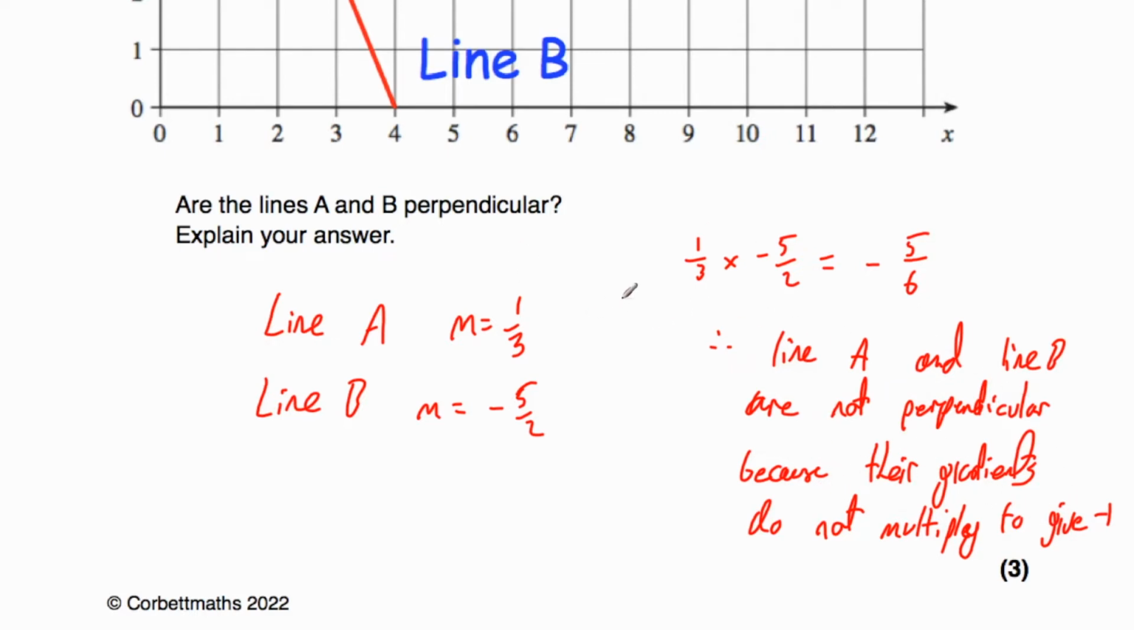So there were a couple of ways you could have explained this question. You could have said, well, the two gradients don't multiply together to give you -1. You could have said, well, to be perpendicular to line A, it would need to have a gradient of -3, and line B doesn't have a gradient of -3. Alternatively, we could have looked at the gradient of line B, which is -5/2, and the negative reciprocal of -5/2 would be positive 2/5, and line A doesn't have a gradient of 2/5, so therefore they're not perpendicular. Okay, let's look at our next question.